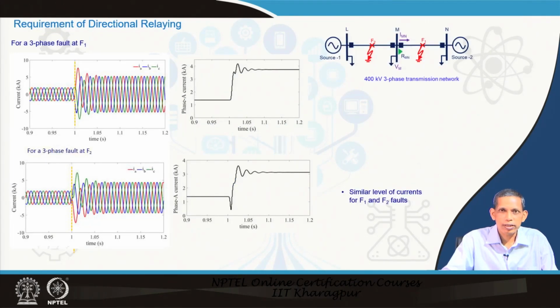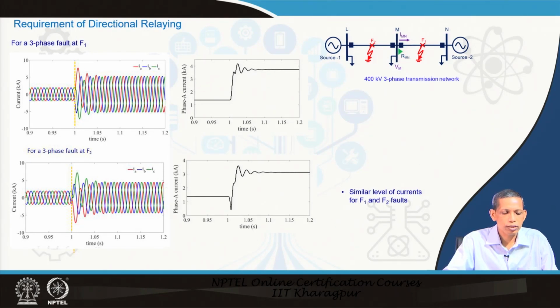Now, we can extend this idea to the 3-phase system. So, this is a 400 kV 3-phase transmission network, part of the big network, and this is interconnection 1. So, source 1 and source 2, similar to what we have discussed earlier in the single phase case, and there are two faults F1 and F2, and we are observing the RMN relay.